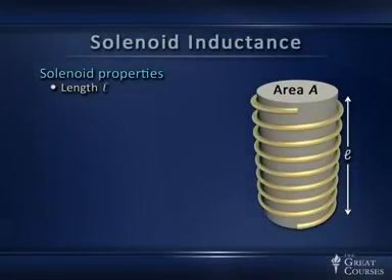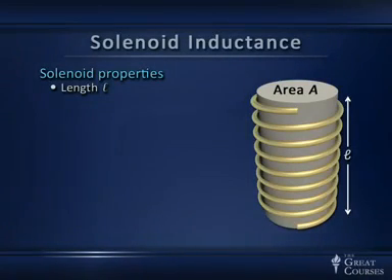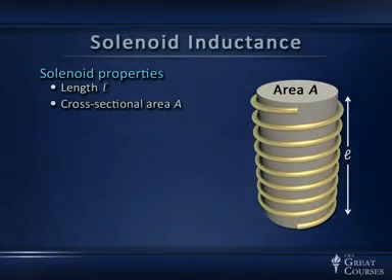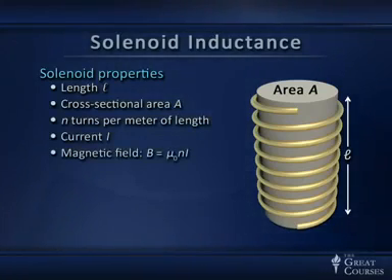So a solenoid is going to have length script L, and I'm using this script L so I don't confuse it with the L for inductance. It's got a cross-sectional area A. It's got n turns per meter of length. Here's a picture of it. It's carrying a current I. The magnetic field, as we saw, is mu naught times n times I.